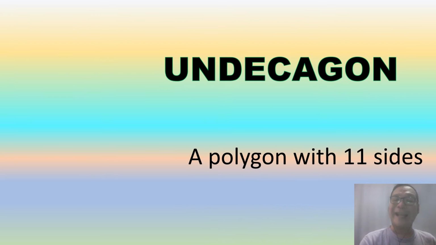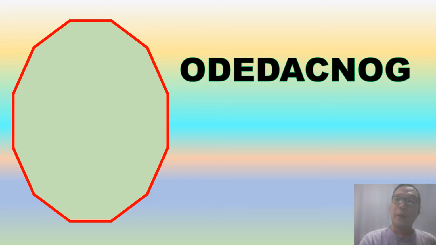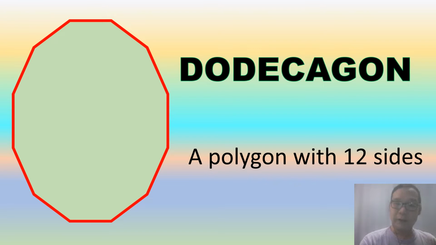A polygon with 11 sides is called an undecagon. An undecagon has 11 line segments and 11 vertices. And lastly, a polygon with 12 sides and 12 vertices is called a dodecagon. So we have deca, which has 10 sides, undeca has 11, and dode has 12. So those are the polygons with 5 or more sides that you are expected to be acquainted with.